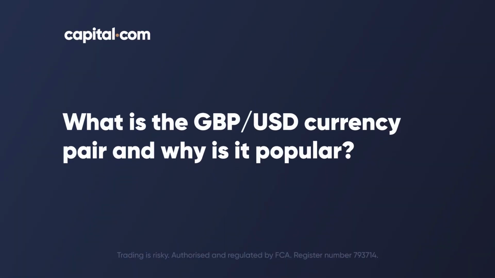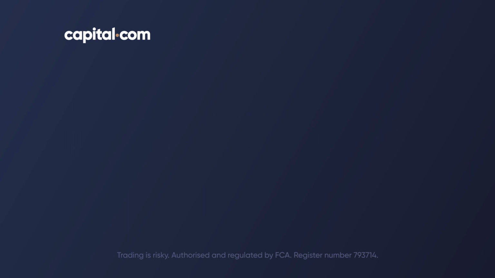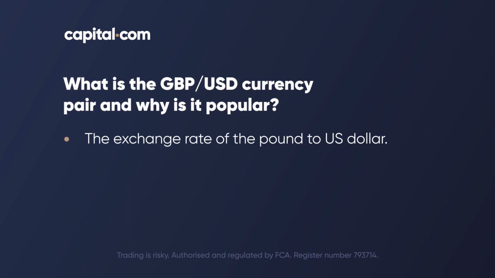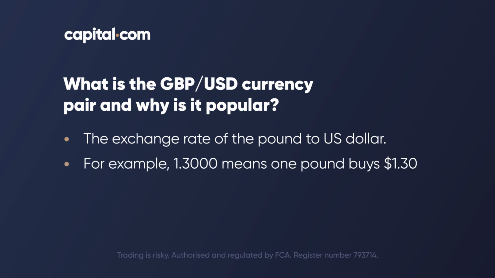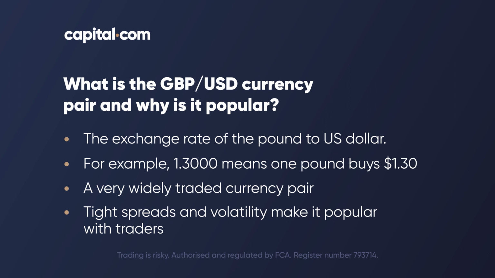So what is the pound US dollar currency pair, and why is it so popular? Well, put simply, it's the exchange rate of the pound against the US dollar. So for example, if GBP USD is trading at 1.30, it means that £1 buys you $1.30. It's a very widely traded currency pair, and clearly over recent years, because Brexit has dominated discussions, politics and the economy in the UK, there's been plenty of volatility, and it's this sort of volatility that has made it popular with traders.